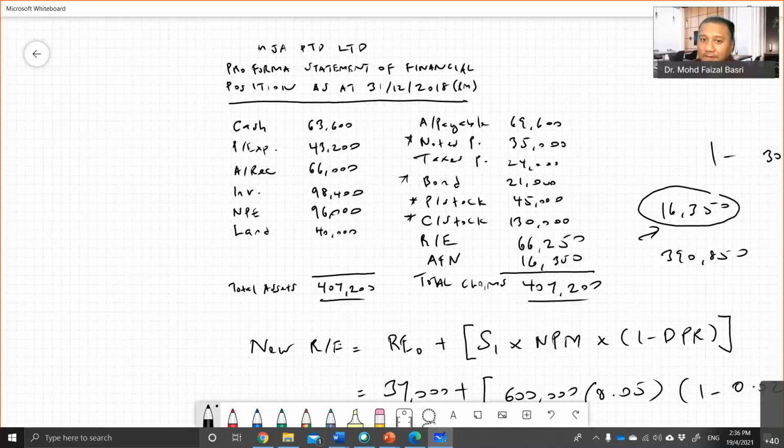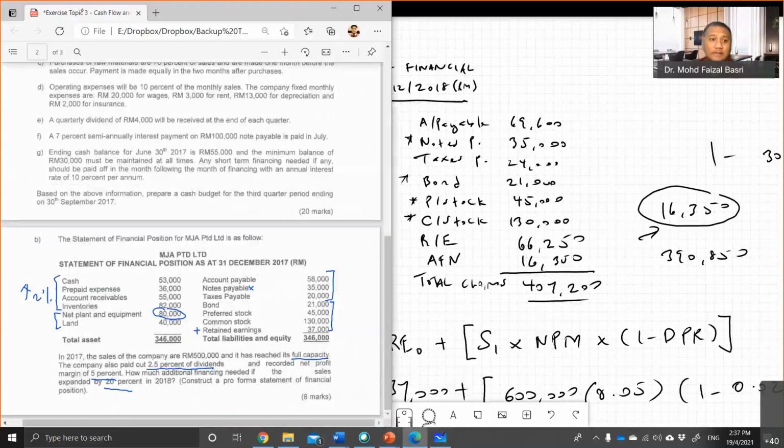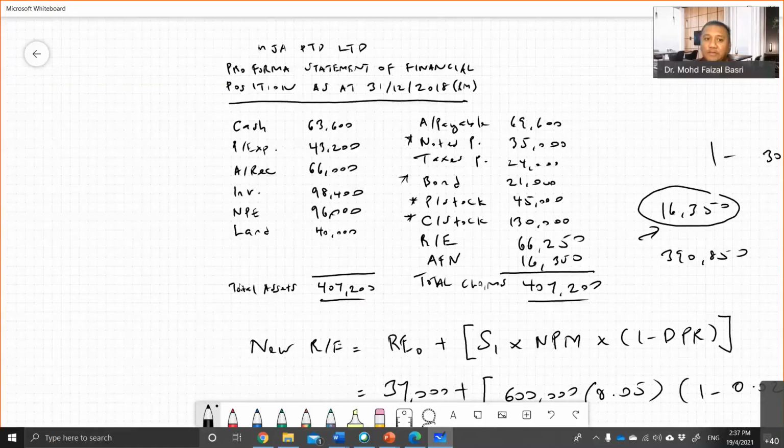Okay, and we have 4 different sources here. Either to use notes payable, bond, preferred, or even common stocks. They need to decide. But for this question, they don't ask you to decide, right? They don't say anything. So this would be our final answer. The whole statement here will represent our total answer together with the AFN.